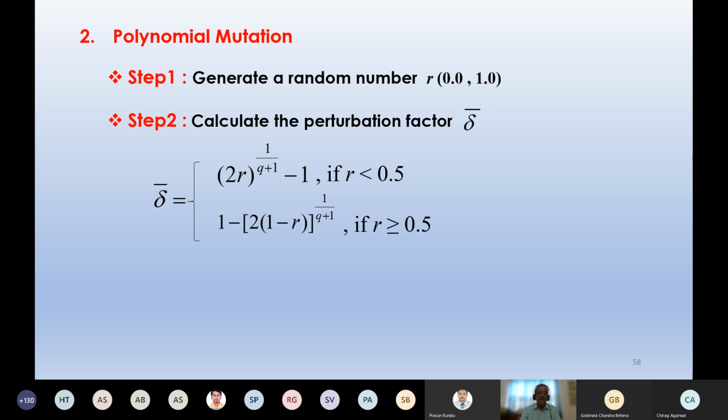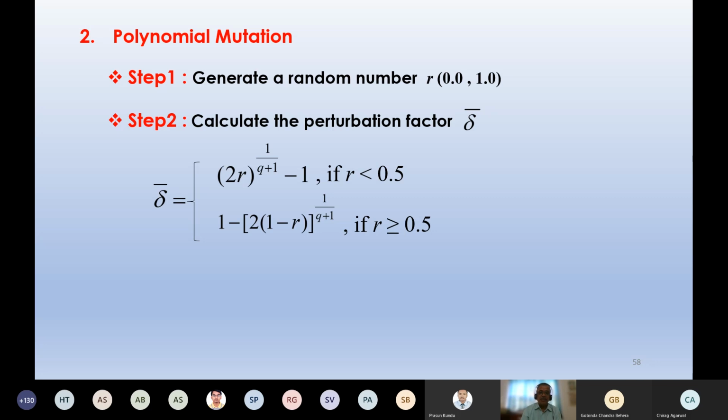Step 1, we generate a random number r lying between 0 and 1, and supposing that we have got the value for this particular r. Say r could be less than 0.5, r could be exactly equal to 0.5, or it could be greater than 0.5. These are the possibilities.